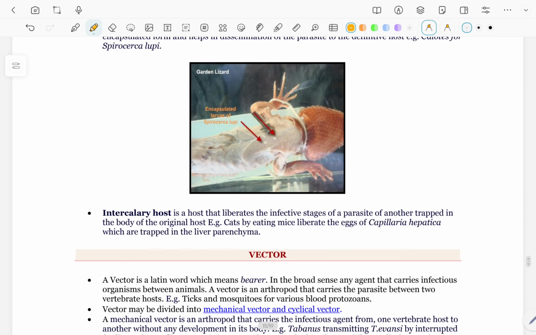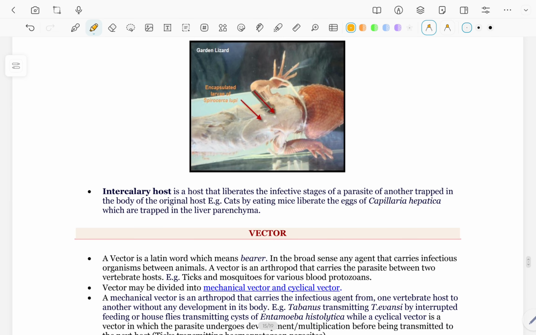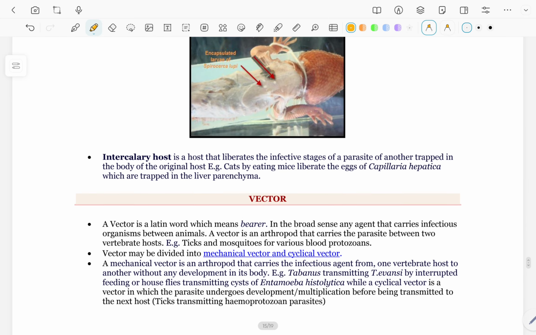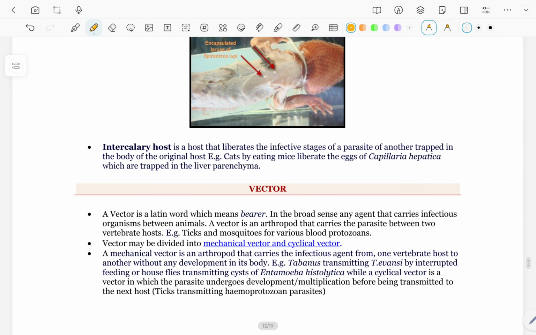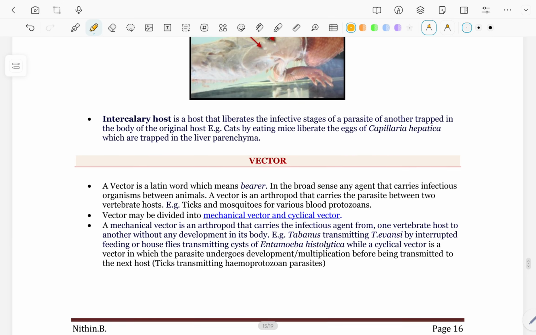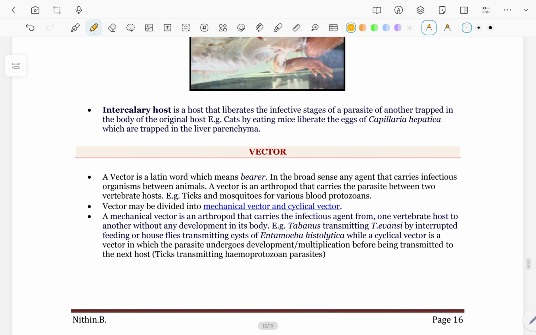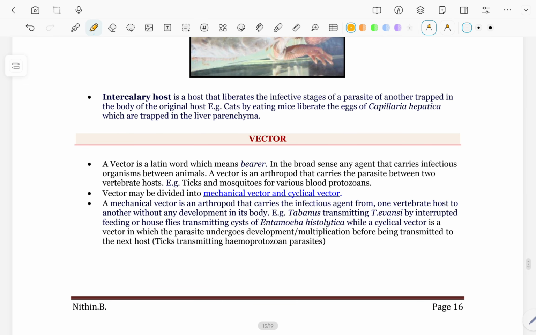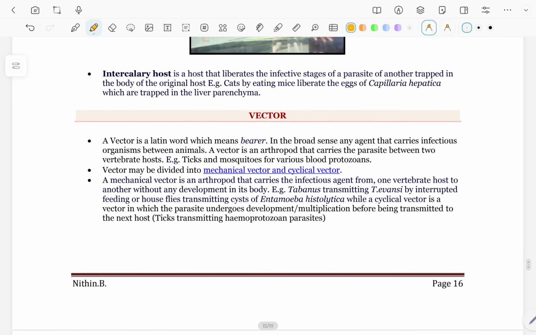Intercalary host. An intercalary host is a host that liberates the infective stage of a parasite of another host trapped in the body of the original host. Example: cats, by eating mice, liberate the eggs of Capillaria hepatica, which are trapped in the liver parenchyma.